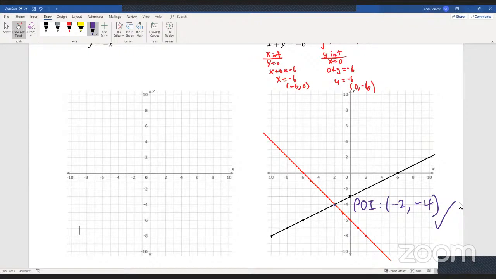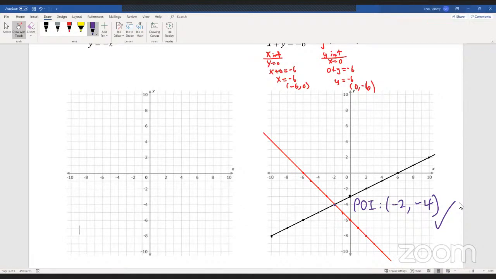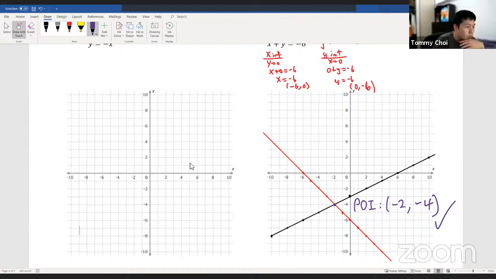Okay, that's all you have to do. How do we find the final answer? Sorry, say that again, Sina? How did he find the answer? Final answer. Remember, the final answer, the point of intersection, is where the two lines meet, right? So that's the x and y coordinates of that point.